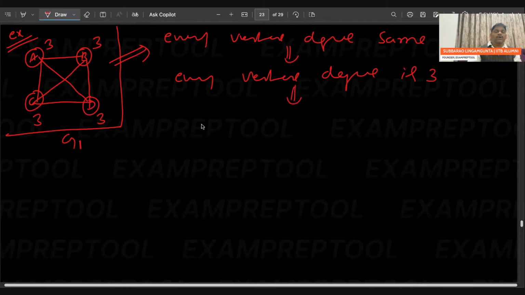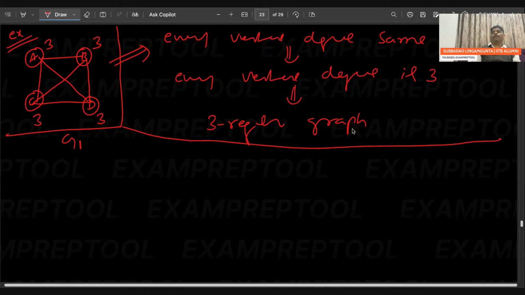In the given graph, every vertex degree is the same. Every vertex degree is 3. Then it is called a 3 regular graph. In the given simple graph, every vertex degree is 3, that is called a 3 regular graph.